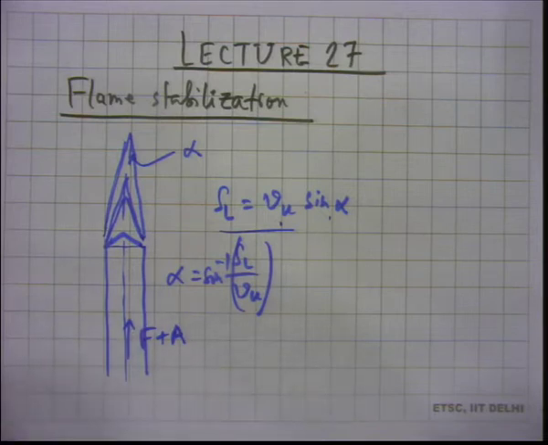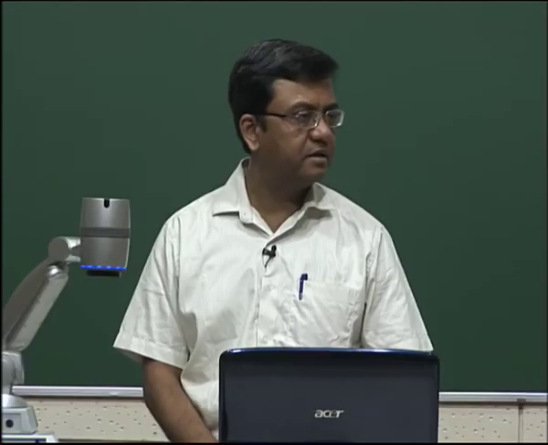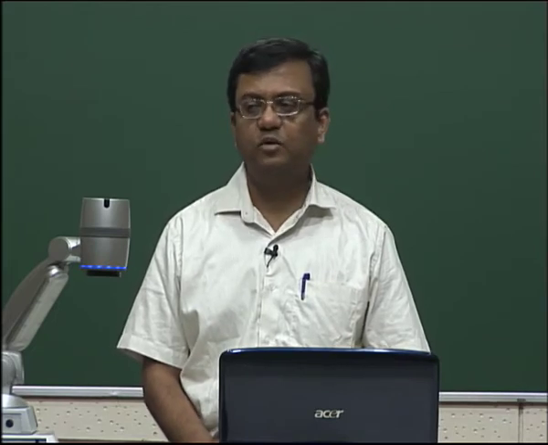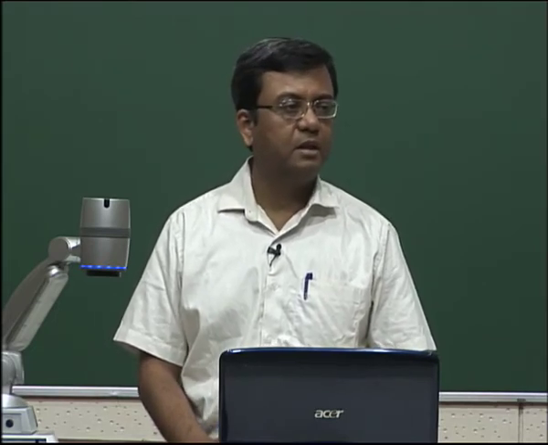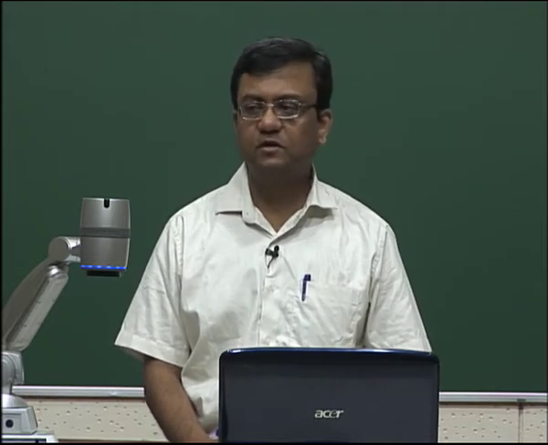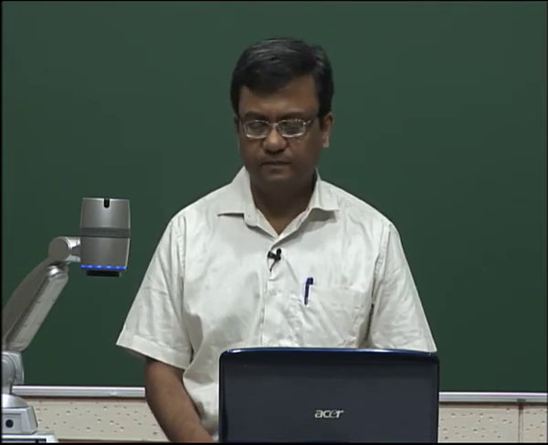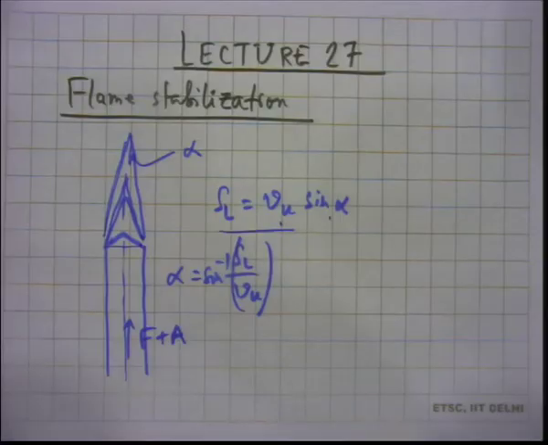What the flame is trying to do is change its shape in such a way that the normal component of the flow velocity still equals the laminar burning velocity. Laminar burning velocity is a characteristic of the fuel air mixture, and the flame adjusts its shape so that the normal component of the unburnt mixture velocity matches it. But we also discussed last time that this cannot go on indefinitely. As you increase the velocity VU, there will be a point where the flame will not be able to reduce its cone angle any further, and in fact the flame will get lifted.